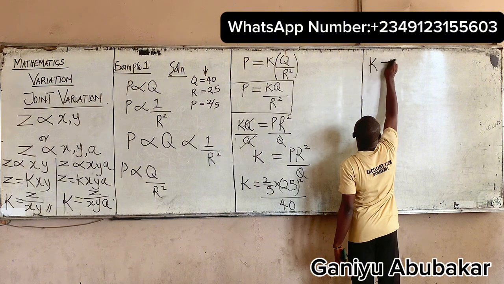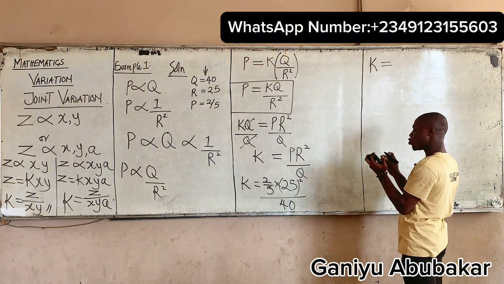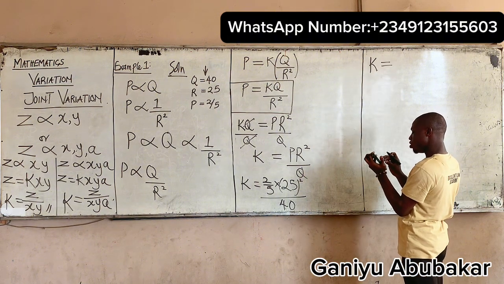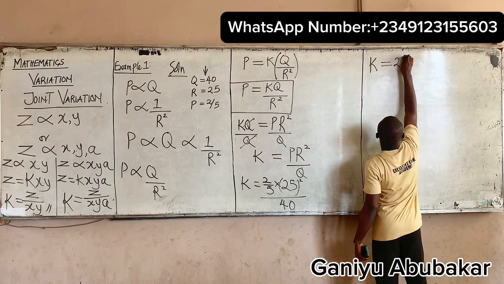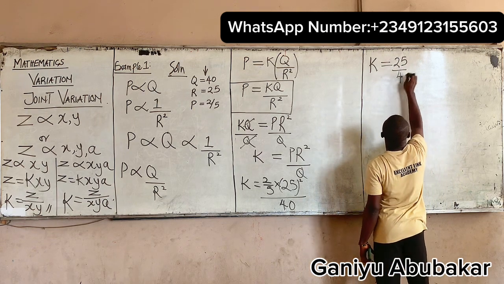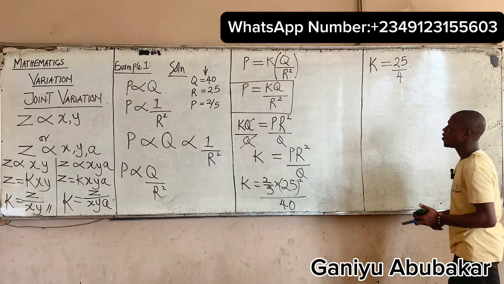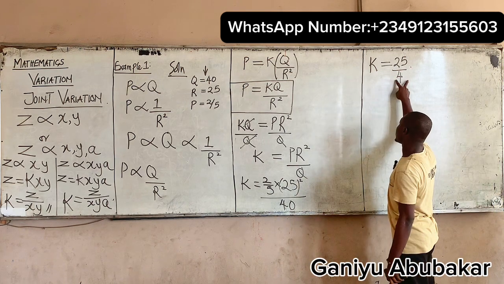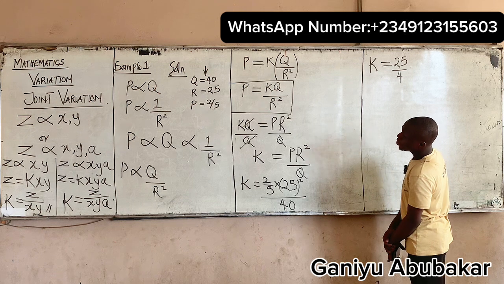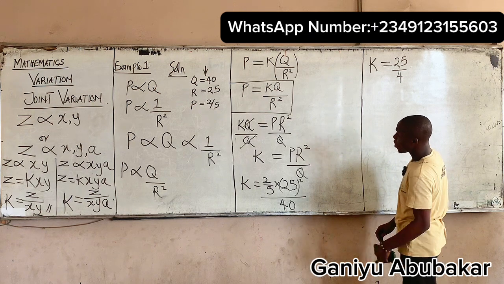What's K here? K should be equal to, if you press the calculator, 25/4. So K is 25/4. Press the calculator very well. You should have this answer as K. So I've gotten K.